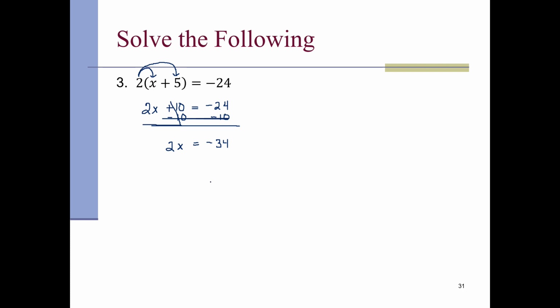So our final step is to get the 2 by itself, to get rid of the 2, so the x is by itself. So I'll divide by 2 on both sides, and I'll get x is equal to negative 17.